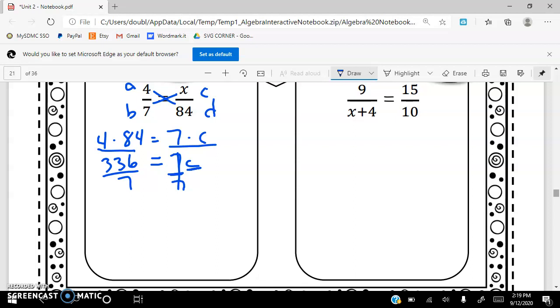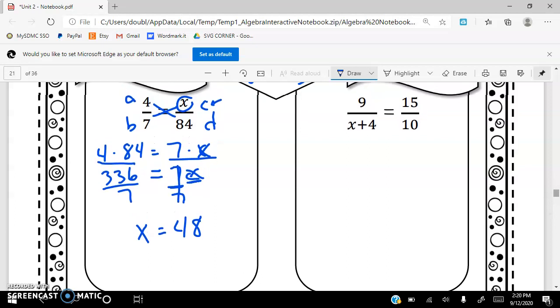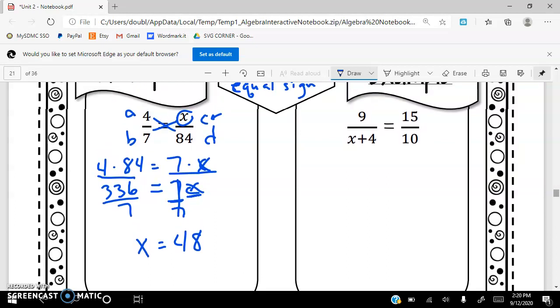And I don't know why I put C. I should have put X. I'm sorry. And 336 divided by 7 is 48. So X equals 48. Again, this should have been an X. I think I saw C right here, and that's why I put C. Mistake. See, I'm not perfect either. It's okay to make mistakes in math.